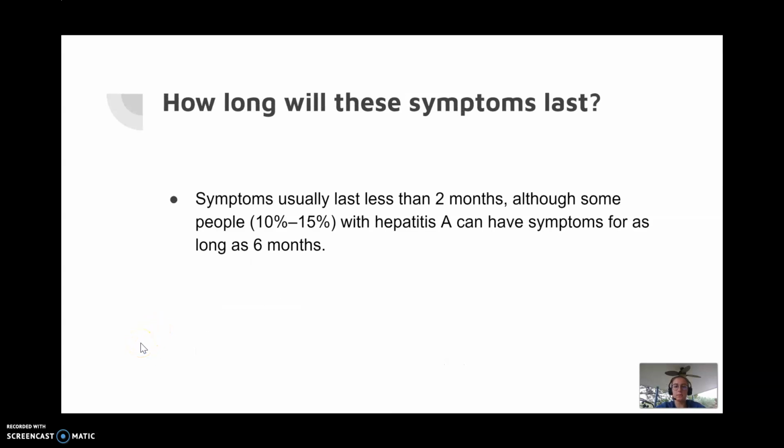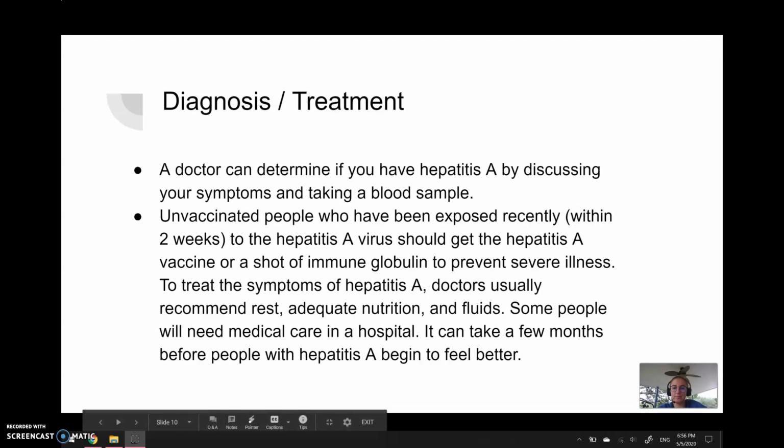How long will these symptoms last? Symptoms usually last less than 2 months, although some people, which would be about 10 to 15%, with hepatitis A can have symptoms for as long as 6 months.